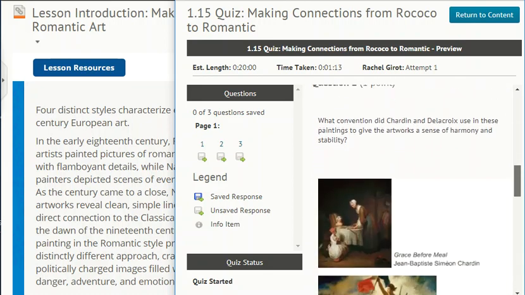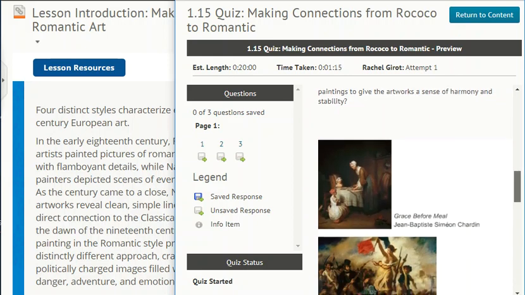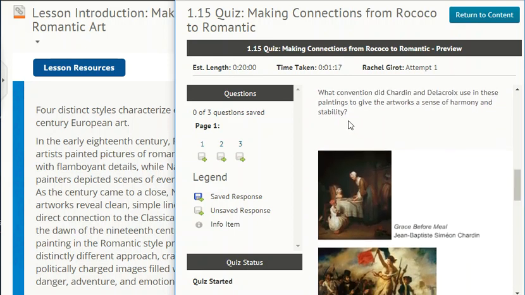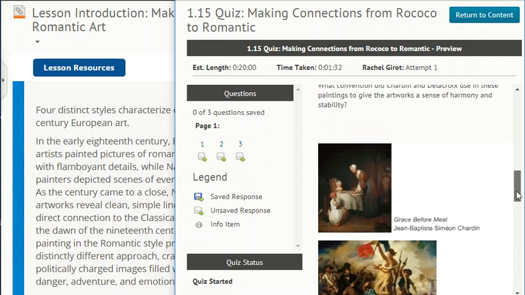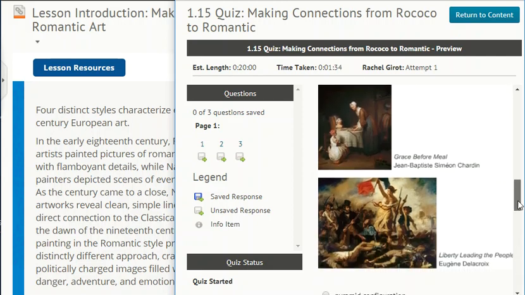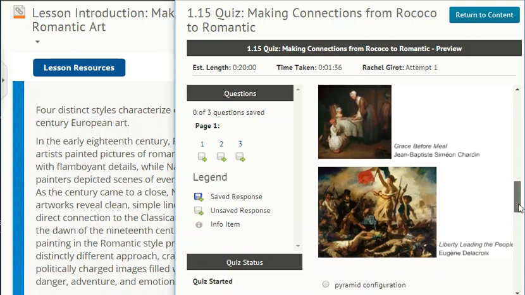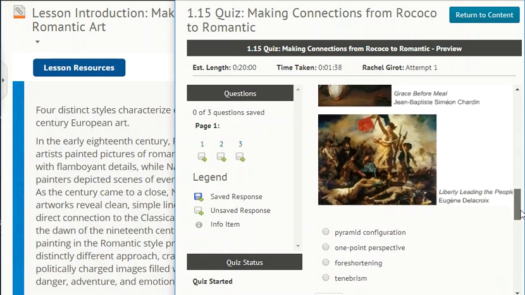Question 2. What conventions did Chardin and Delacroix use in these paintings to give the artworks a sense of harmony and stability? Here's Grace Before Meal by Jean-Baptiste Siméon Chardin and Liberty Leading the People by Eugène Delacroix. So what is the technique that creates harmony and stability? Can you identify it? Is it the pyramid configuration, one-point perspective, foreshortening, or tenebrism?